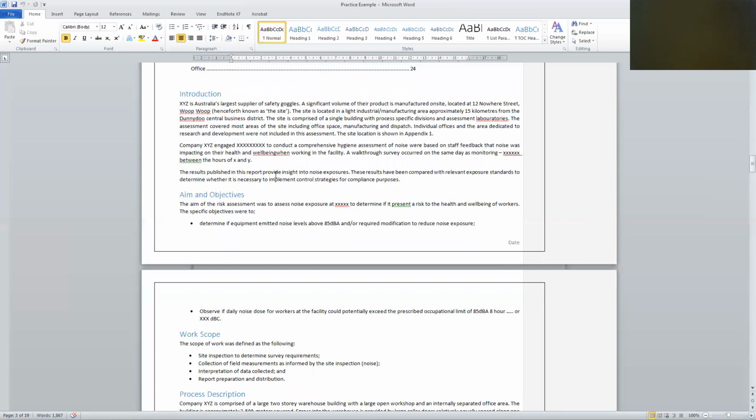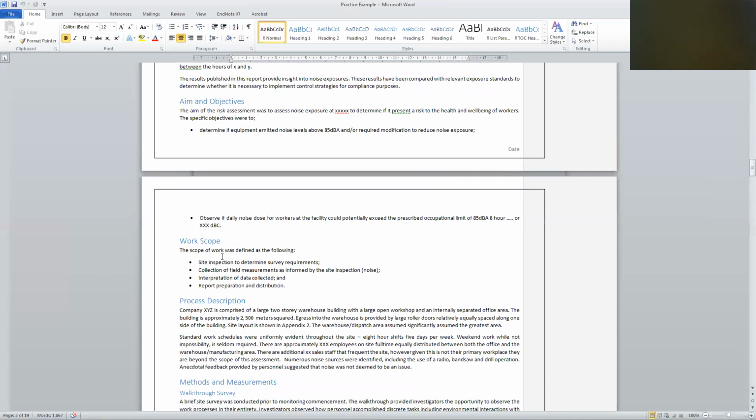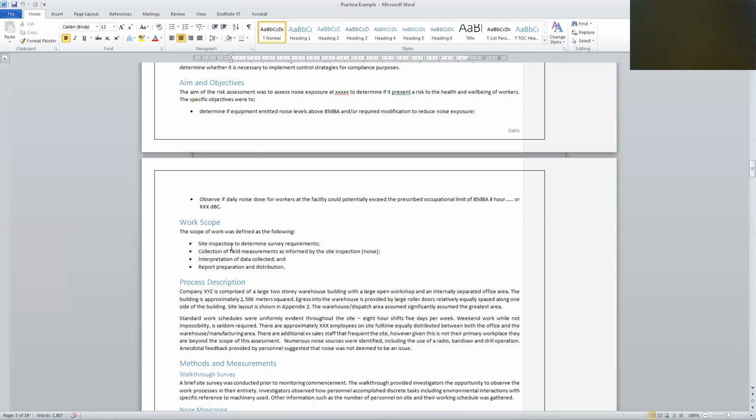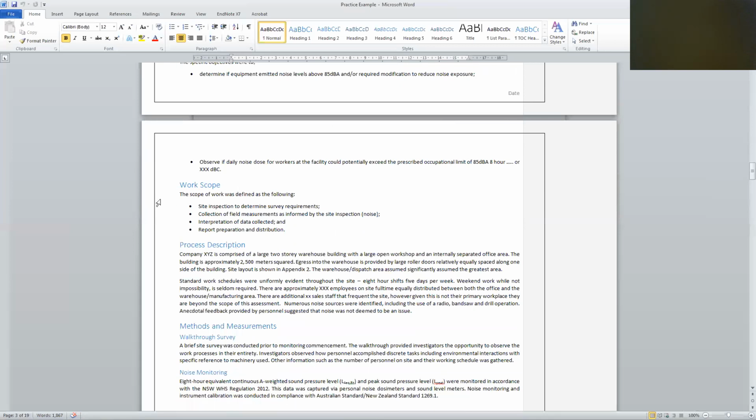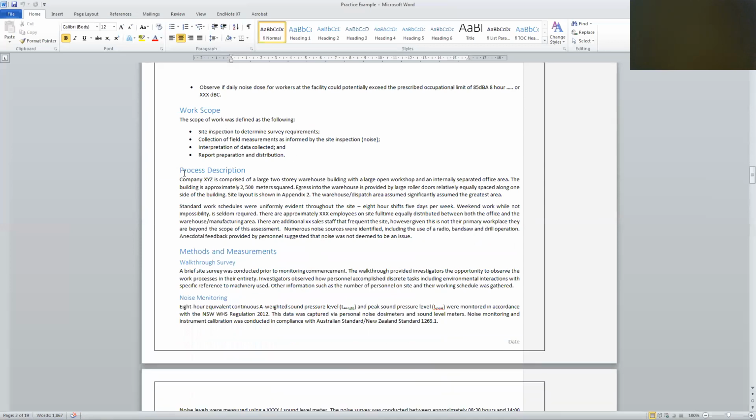So here's where they've mentioned the aims and actions. So the aim of the risk assessment was to assess noise exposure at blah, blah, blah, to determine if it presented a risk to the health and wellbeing of workers. Specific objectives, here's that 85 dBA. And the DBC, they've missed that one. Scope of works, some people put this in, some people don't. You don't have to, it's up to you. It's just a practice that we do in consulting.